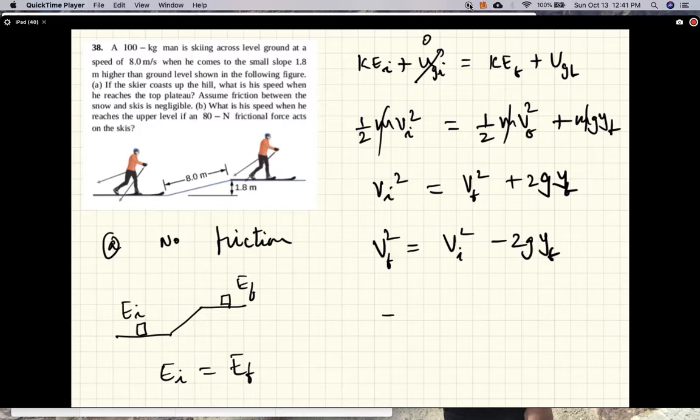Alright, so let's put in the numbers. It's 8 squared minus 2 times 9.8 times 1.8. Okay, so v final works out to be 5.36 meters per second.